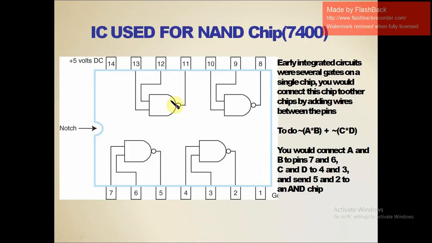These are the ICs we are using. This is the NAND chip IC, the 7400. In the NAND chip IC, this is the notch. Here we require a 5 volt DC supply. Pins 1 and 2 are the inputs and 3 is the output. Same for 4, 5 inputs, 6 output, 9, 10 inputs, 8 output, and 12, 13 inputs, 11 output. The bubble is indicated by the inner line.